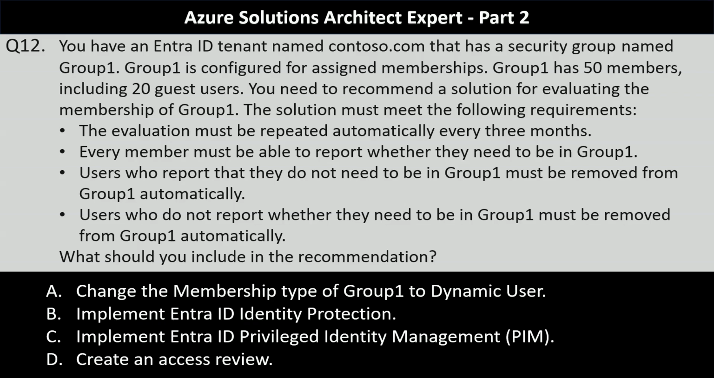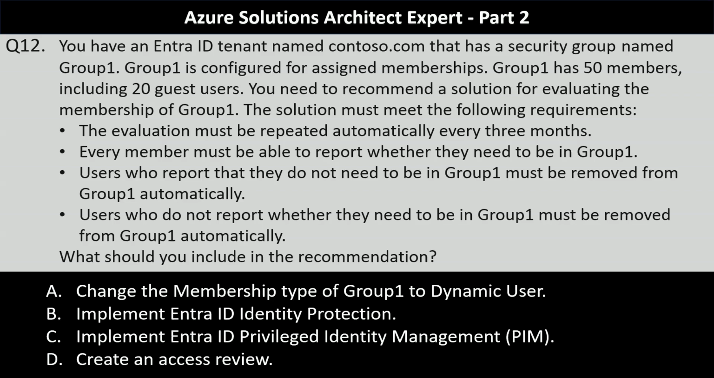The solution must meet the following requirements. Now, your requirements are: the evaluation must be repeated automatically every 3 months. Every member must be able to report whether they need to be in Group 1. Users who report that they do not need to be in Group 1 must be removed from Group 1 automatically. Users who do not report whether they need to be in Group 1 must be removed from Group 1 automatically. What should you include in the recommendation?